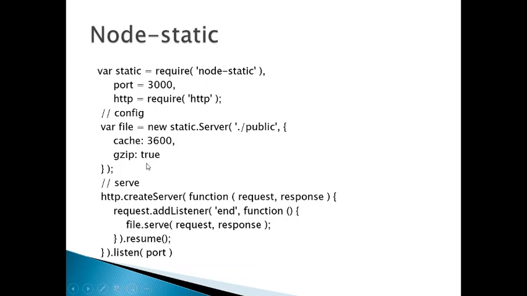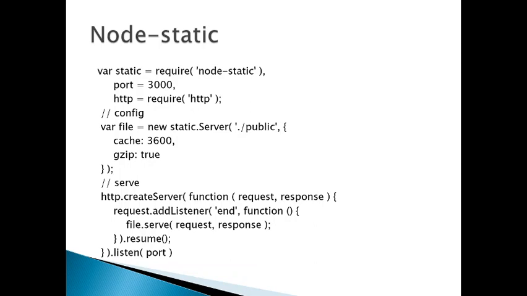Here, there is a method. We have created an object file with the name. We are using file.serve. This is a method of node static. And we are passing these two properties, request and response. By passing these, it will automatically search the file and send the file to the end user. So you don't need to worry about reading the file or changing the type of the content, etc. It will automatically do it for you.